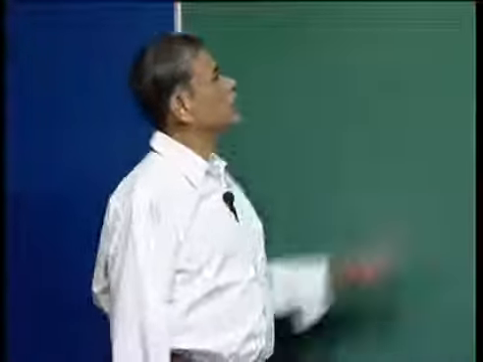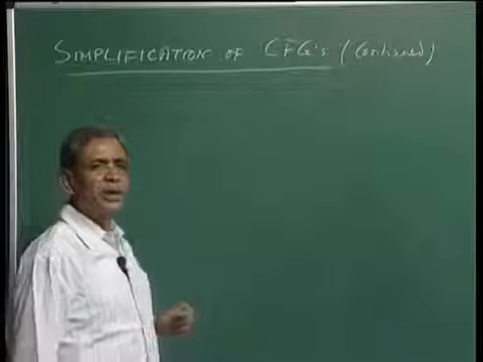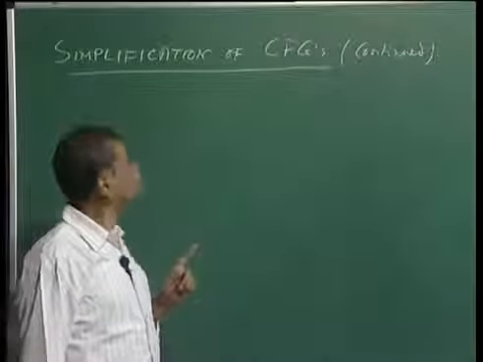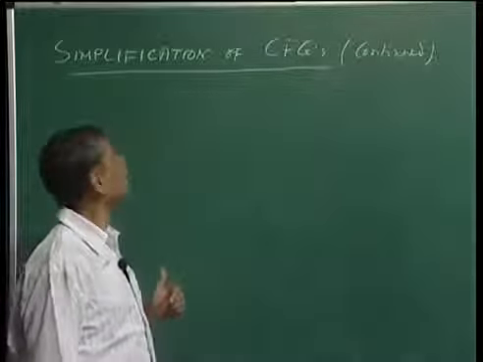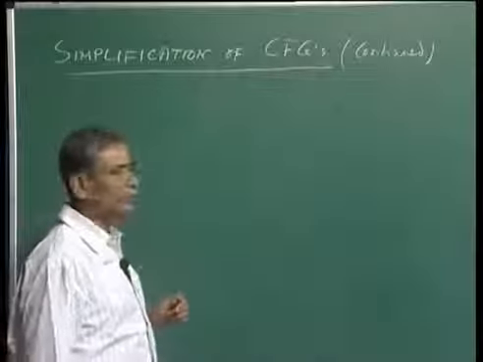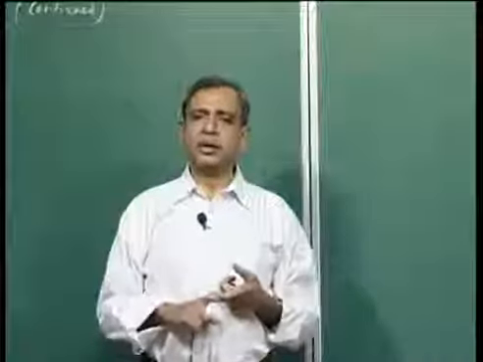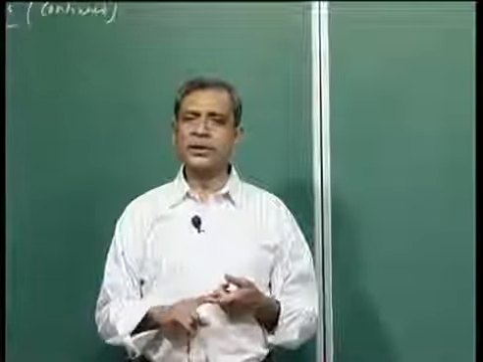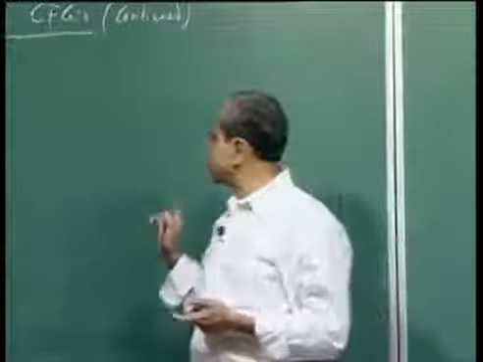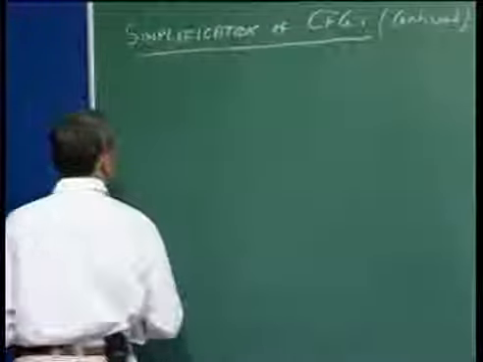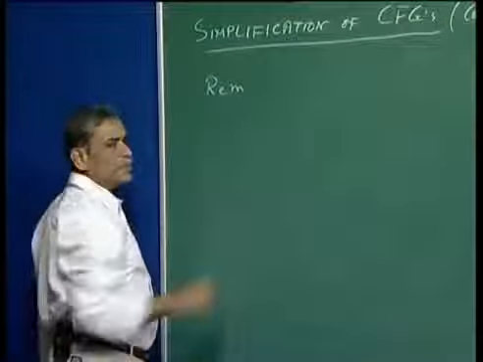We will continue our discussion on simplification of context free grammars. Last time we saw how useless symbols can be eliminated from a given CFG to produce a new CFG which would be equivalent, in the sense the new CFG also will generate the same language as the old CFG. Today, first let us discuss how to remove so called epsilon productions.